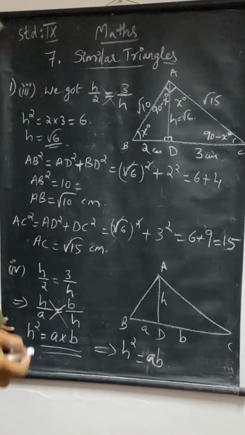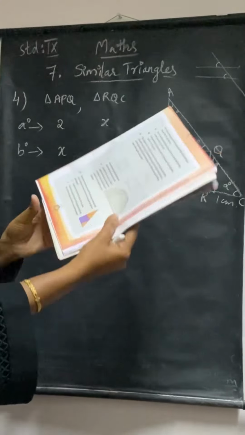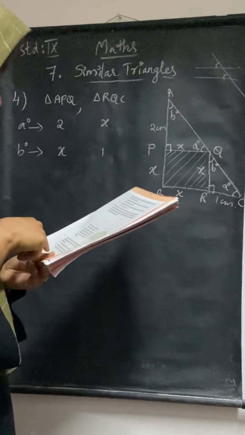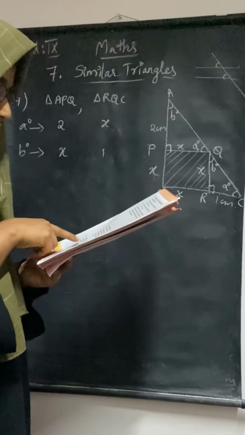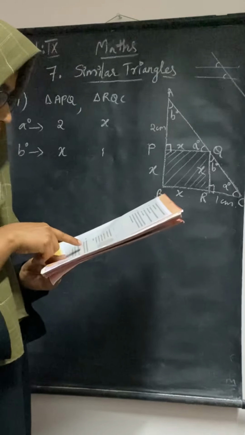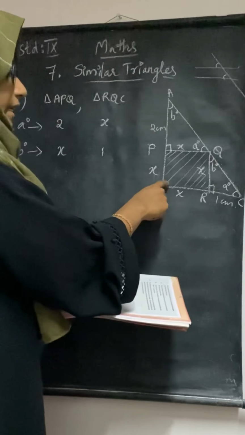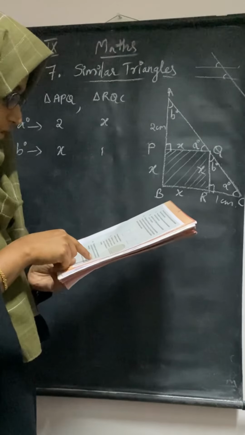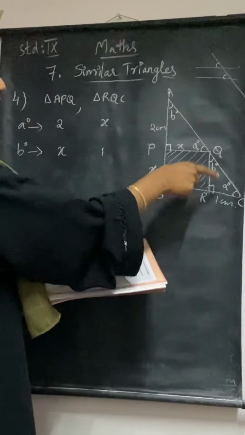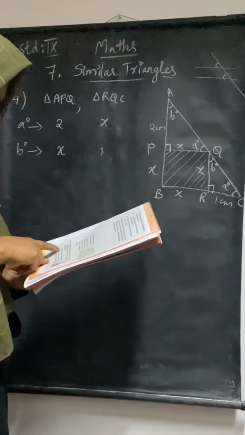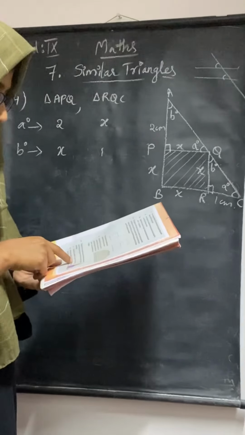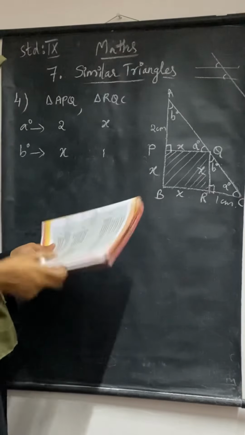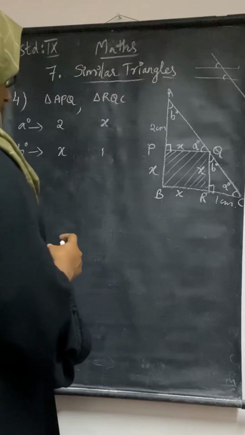Now we'll move on to page number 101, question number 4. You have one picture here, one triangle, and a square also. The picture shows a square drawn sharing one corner with the right triangle, and the other 3 corners are on the sides of this triangle. Now the first question: calculate the length of a side of the square. The square's length you have to find out. That is the first question. The second question we will do later.